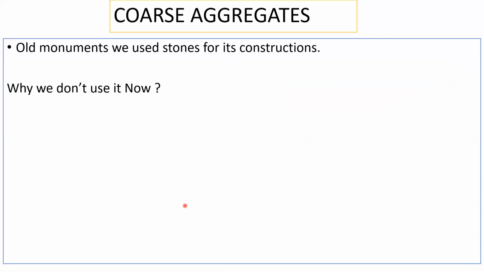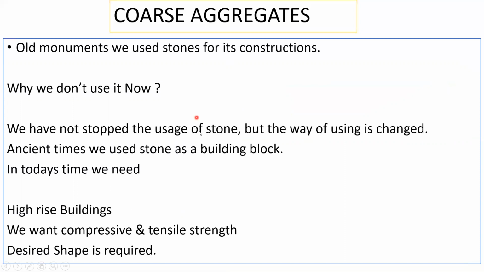The first reason is that we have not stopped the usage of stone. Whatever stone we had, we actually did not stop using it, but the way of using it has changed. In ancient times, we used stone as a building block, but today we don't, we use it in a different way. In today's time, we need high-rise buildings, right? If you see the Burj Khalifa, the Statue of Unity, and a lot of high-rise buildings, you require a huge amount of concrete in them. The second is that we want compressive and tensile strength as well.